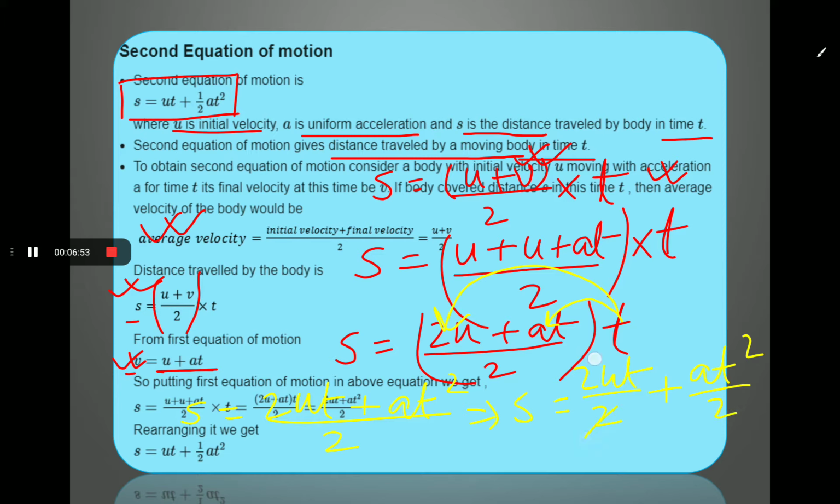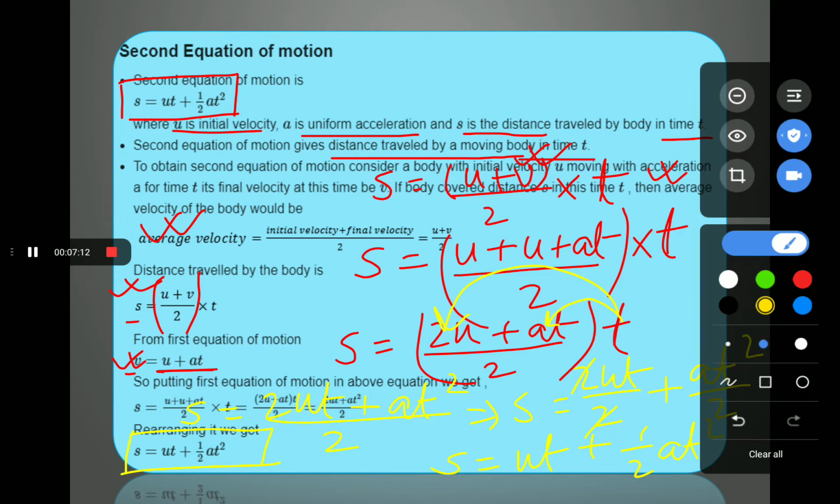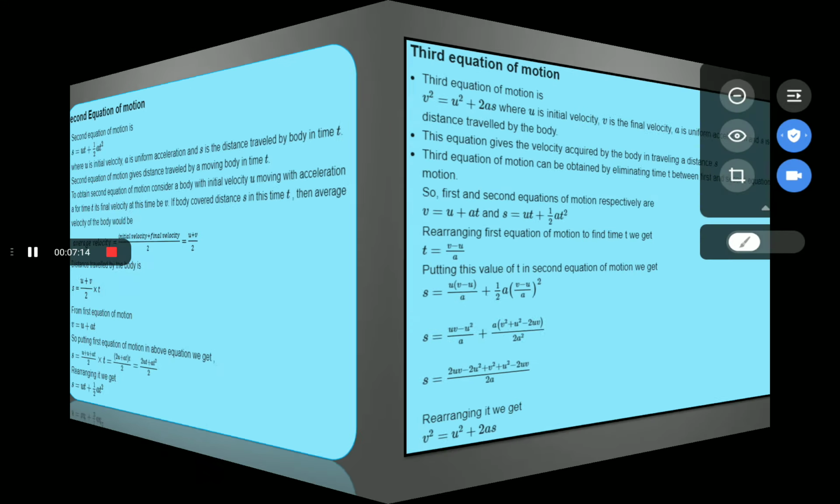Here 2 is cancelled out, and it becomes S is equal to ut plus half at square. This is the second equation of motion. In this way, we can solve the second equation of motion mathematically. Now, in the next slide, we will study the third equation of motion.